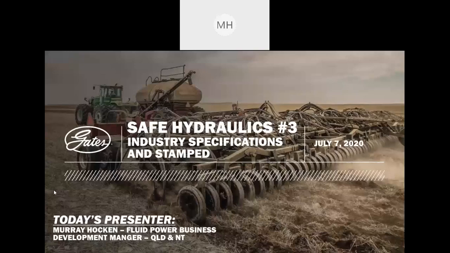And today we're looking at selecting the right replacement hose assembly, and we're looking at two aspects of the industry: specifications and the stamped method to get this system working and selecting the right hose replacement.